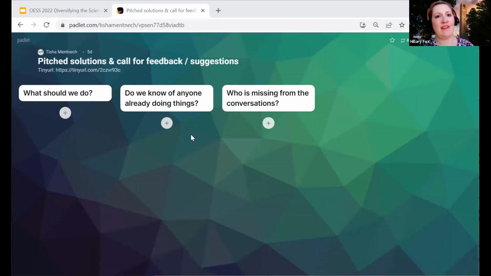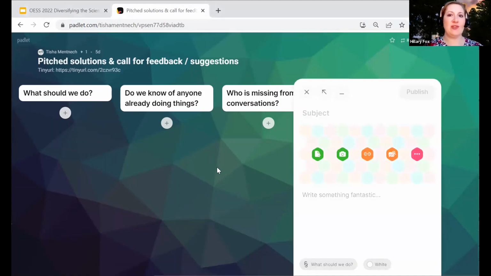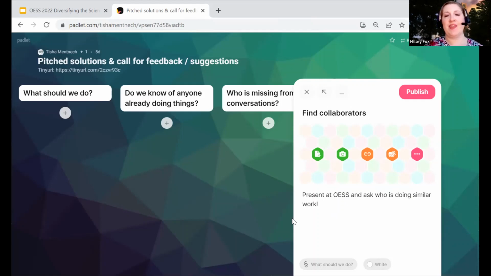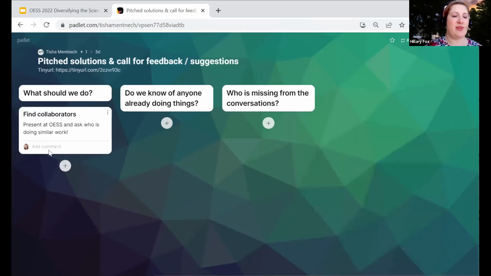Yes, if you are unfamiliar with Padlet, well, first use the link that Michelle just dropped in the chat. And once you're in here, all of your answers will be anonymous, but you would treat this like you would commenting on a Facebook page. To answer your questions, for example, what should we do? You can add the plus to add your comment. You can put a title on it or just jump straight into adding the text. So maybe what we should do is find collaborators. It's just an example, and then say present at OESS and ask who is doing similar work. And then you can hit publish and your response should pop up. And then you should also be able to like other people's comments as well.